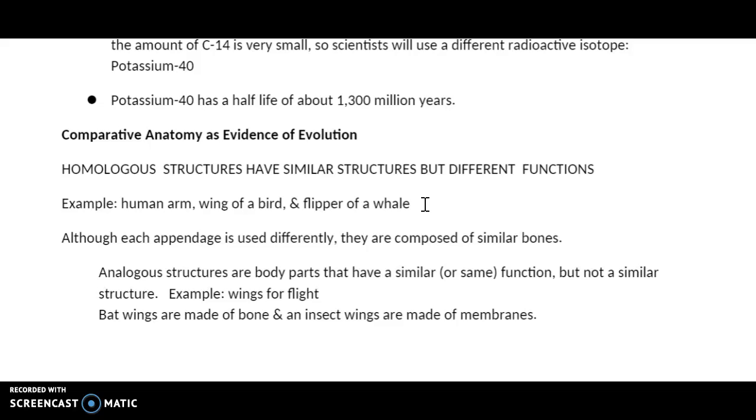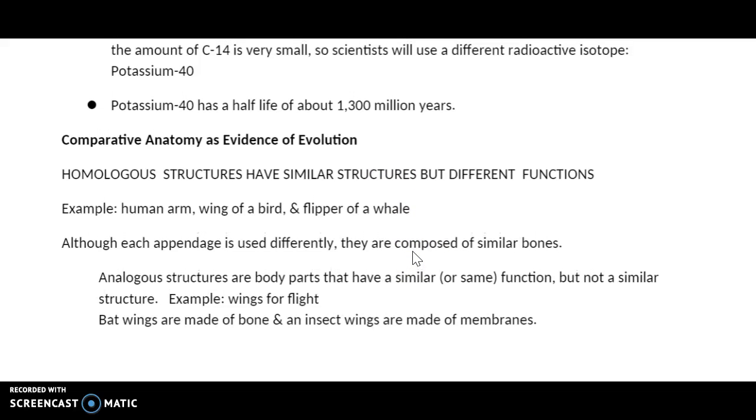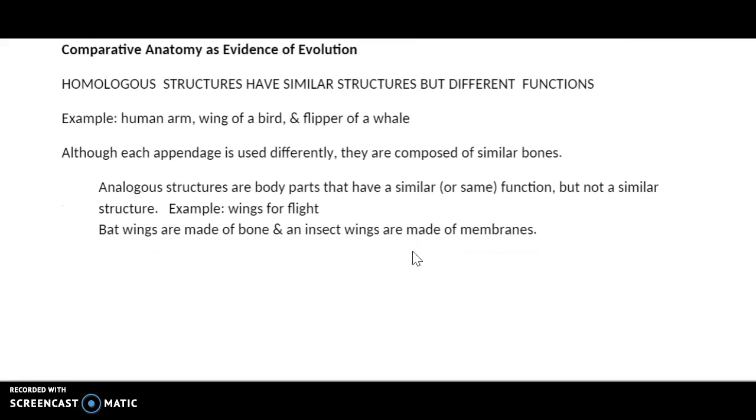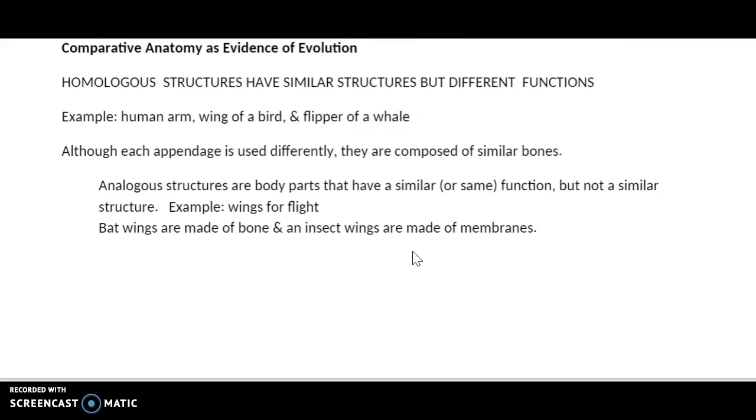Okay, look, birds, of course, use their wings for flying, and whales use their flippers for swimming, so they have different functions, but they look similar. That's called homologous structures. Although the appendages are used differently, they're composed of similar bones. Then we have analogous structures.